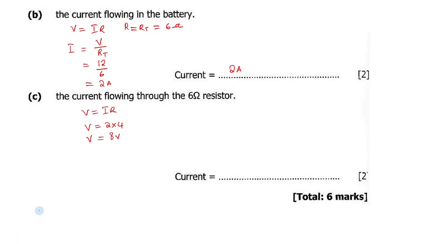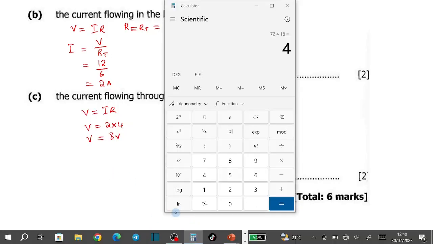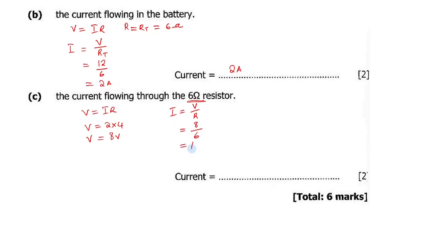So we'll now say current is found by voltage over resistor, and voltage we have found to be 8, then the resistor itself is 6. So 8 divided by 6 is what we are going to do here. 8 divided by 6 is going to be 1.333. So it will be 1.33 amps. So that will be the current, 1.33 amps.